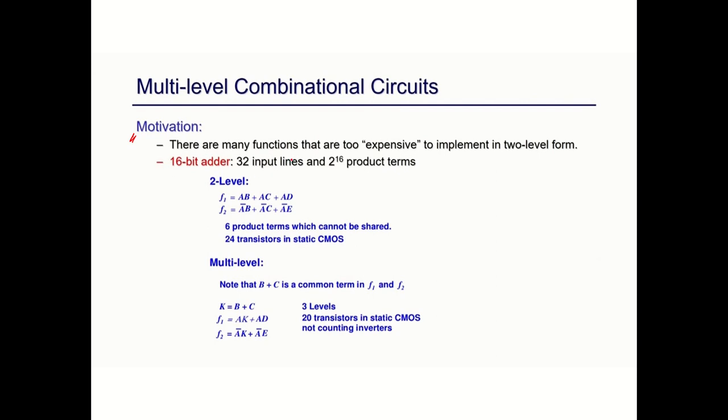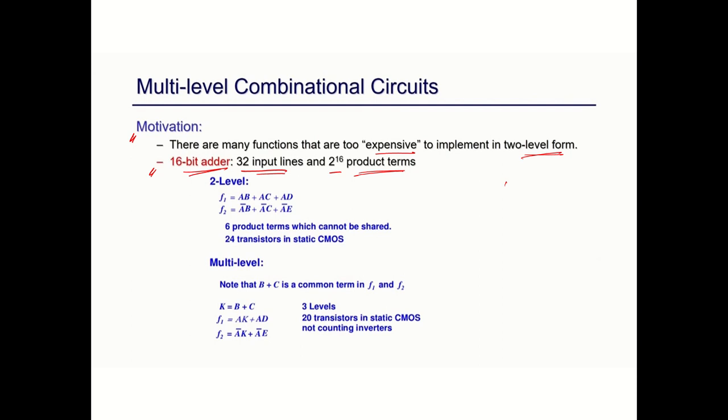So there are many functions that are too expensive to implement in the two level. So just consider a 16-bit adder, obviously 32 input lines will be there. Am I correct or not? From the A it is the 16 lines, for B it is 16 lines, and 2 to the power 16 is the product term that will be available for this one.